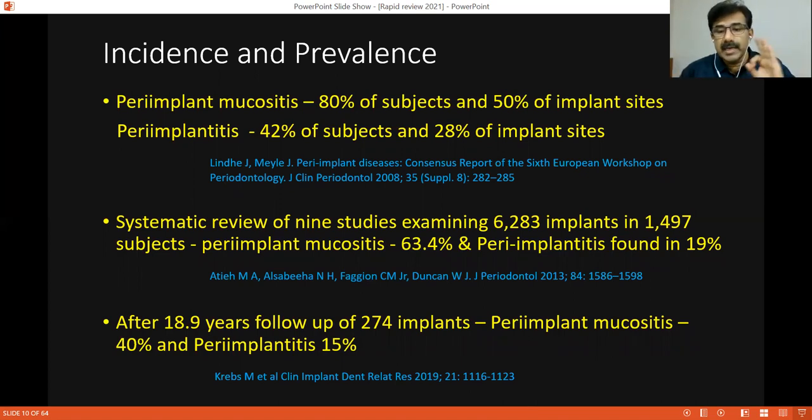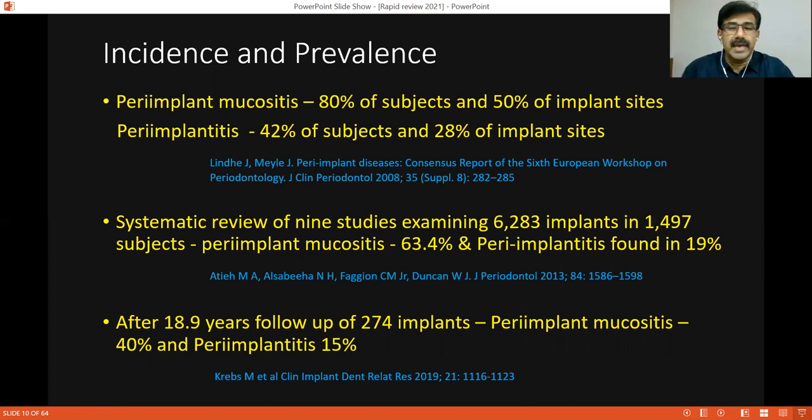The second study was in 2013. That is a large study. About 1,500 patients were examined and more than 6,000 implants were followed up. They found a prevalence of around 63% of periimplant mucositis and 19% periimplantitis. Now, a very recent study, 2019, followed around 300 implants for about 19 years. The result is periimplant mucositis of 40% and periimplantitis of 15%.